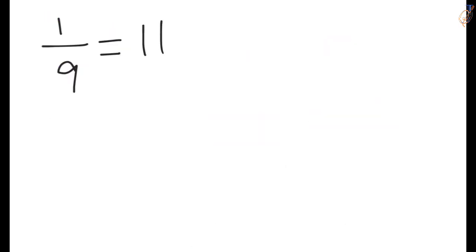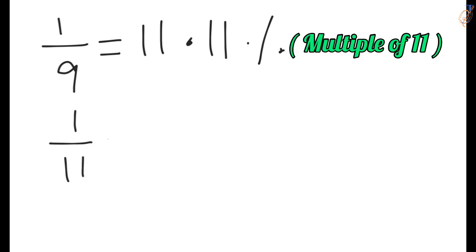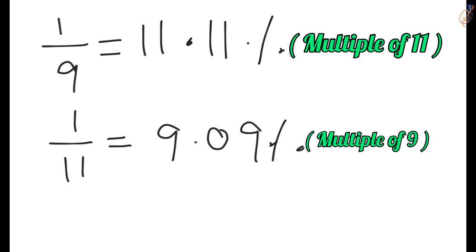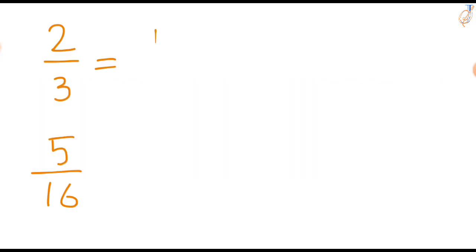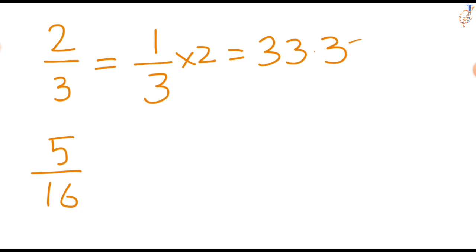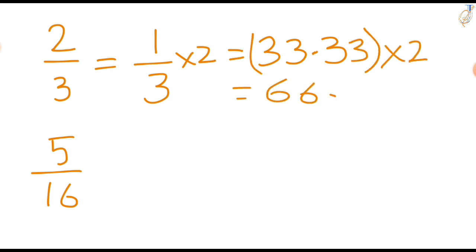1 by 9, the value is 11.11%. And 1 by 11, the value is 9.09%. These two fractions go in pairs. This 2 by 3, we can write it as 1 by 3 times 2. We know that 1 by 3, the value is 33.33%. So after multiplying by 2, we will get 66.66%. Like that, simply you can convert these fractions into a percentage.